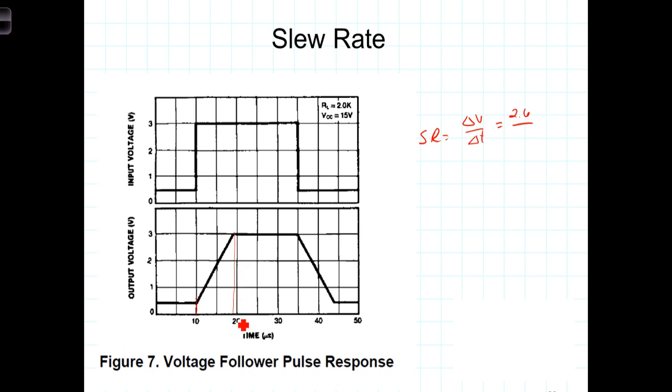So from 10, say, to 18 microseconds. The delta t would be 8 microseconds, and the slew rate then would be 0.325 volts per microsecond.